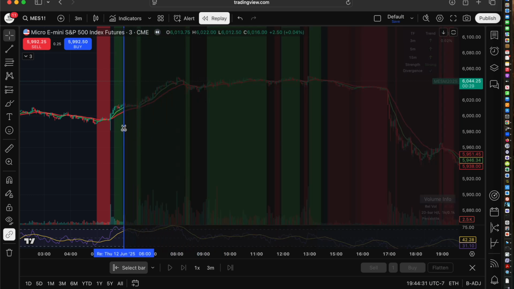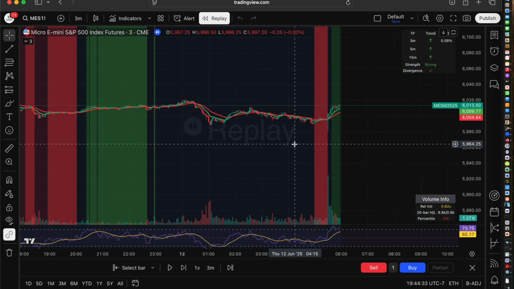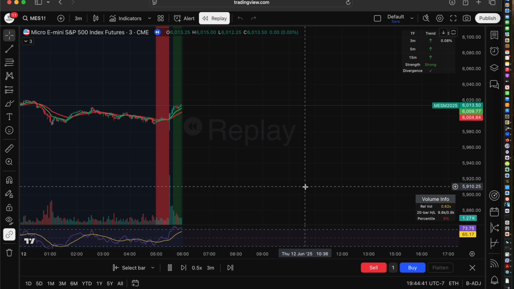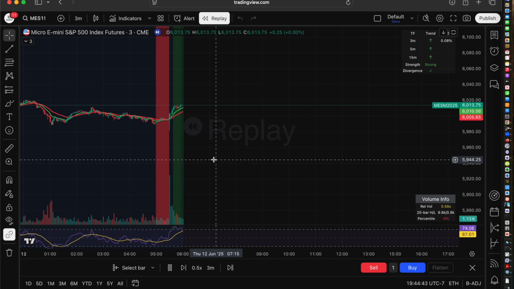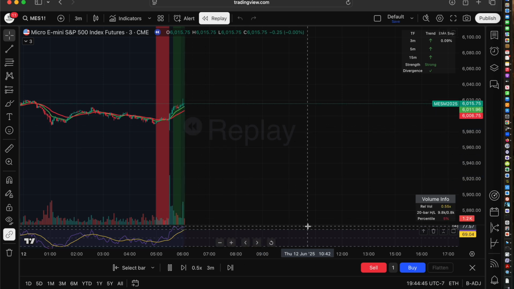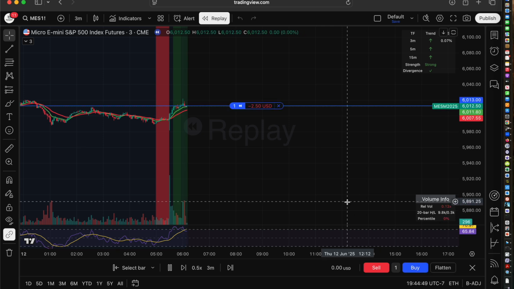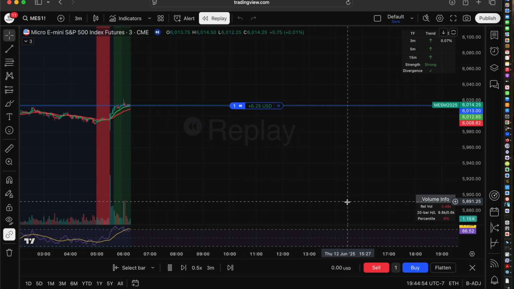Six o'clock. Slow it down a little bit. All right. So we can see that our price is above that EMA, and we have a green bullish background color.